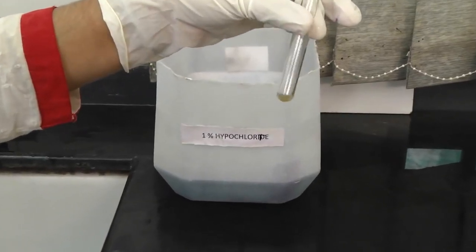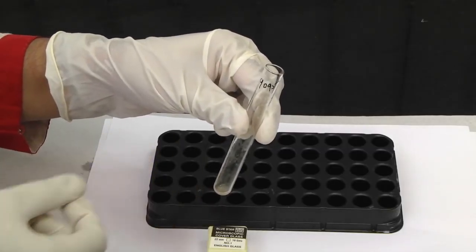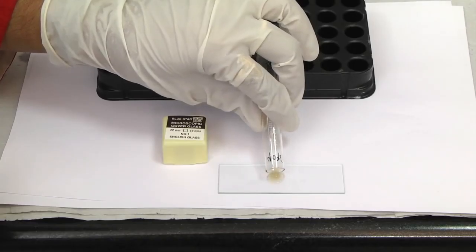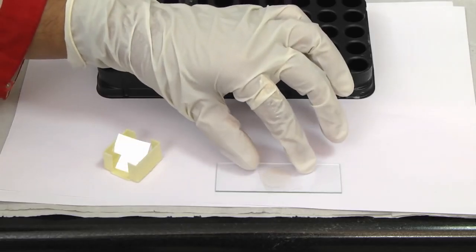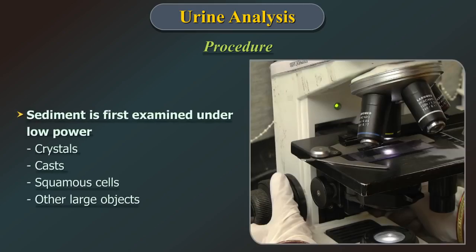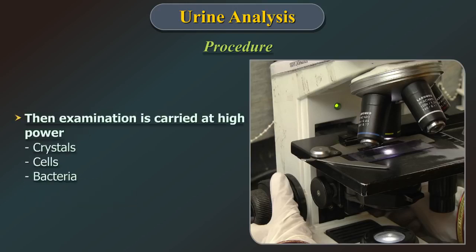The sediment is resuspended in the remaining urine by flicking the bottom of the tube. A drop of resuspended sediment is placed onto a glass slide and a cover slip is placed on it. The sediment is first examined under low power to identify crystals, casts, squamous cells, and other large objects. Then examination is carried out at high power to identify cells and bacteria.